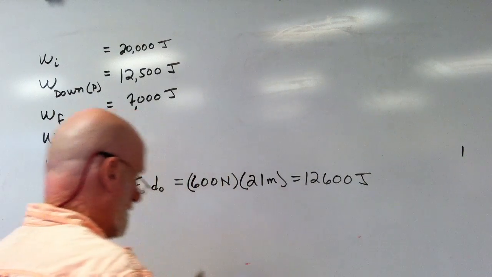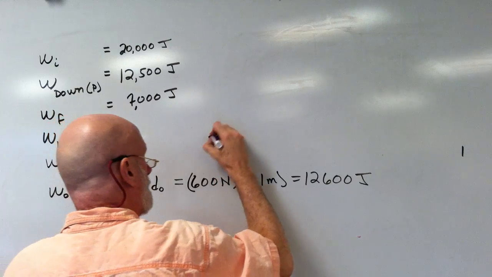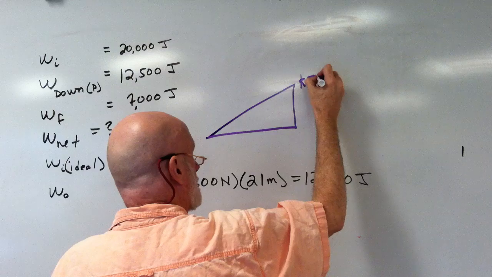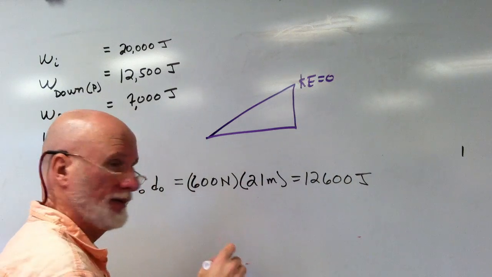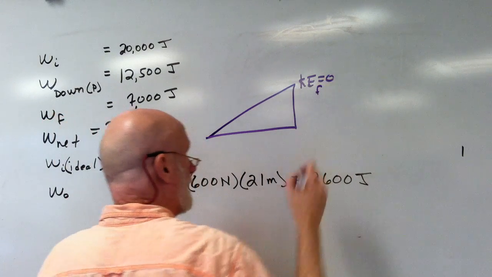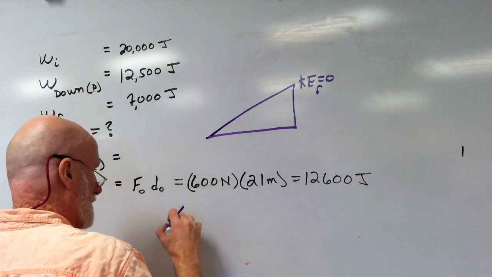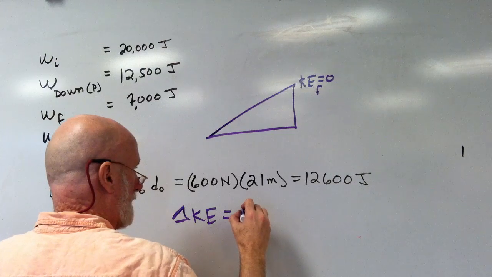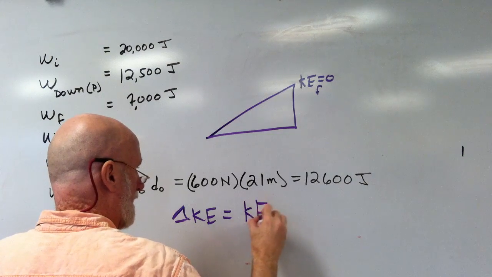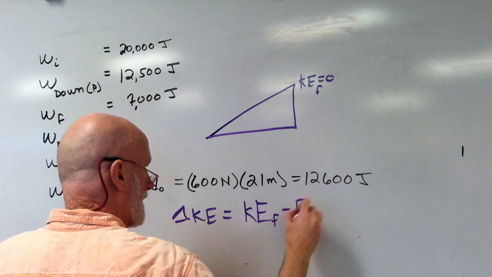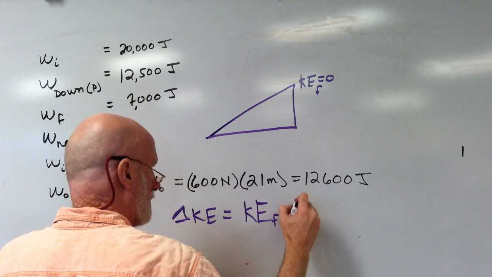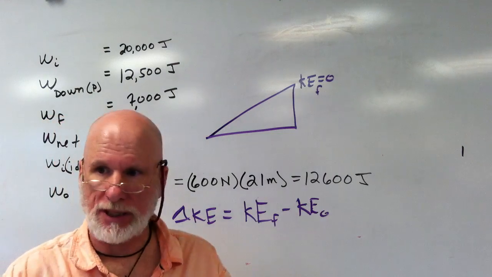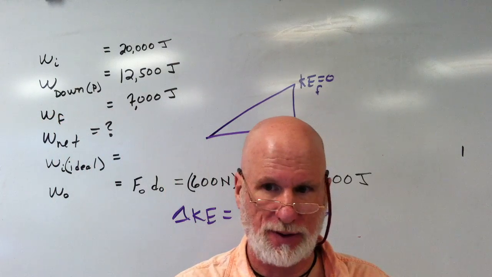Okay, now, here the kinetic energy equals 0, correct? So that's the final, right? Yeah. So the change in kinetic energy is going to equal the kinetic energy final minus the kinetic energy initial, right? So what's the total initial kinetic energy that I started with? Total.